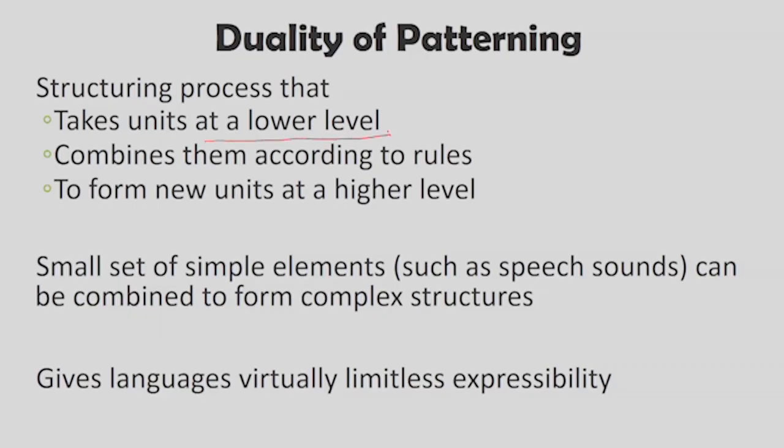So, duality of patterning is basically a structuring process that takes units at a lower level and combines them according to rules to form a new unit of higher language, right? And why duality of patterning? Because the lower level, the speech sounds that combine to form the word, and then the words that combine to form the sentence, have no relation to each other. Speech sounds will never predict what the word means, and the words will never predict what the sentence means, and the sentence will never predict what the meaning of the whole structure or the whole paragraph is. That is how duality of patterning works.